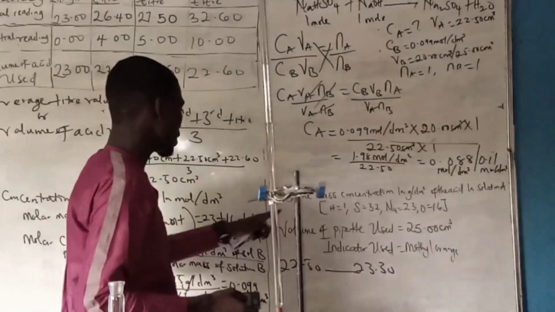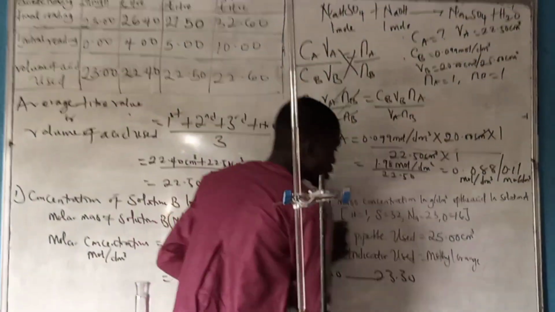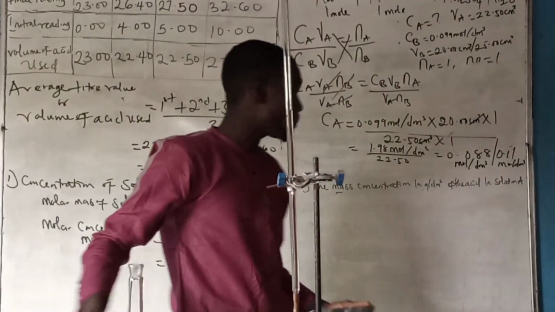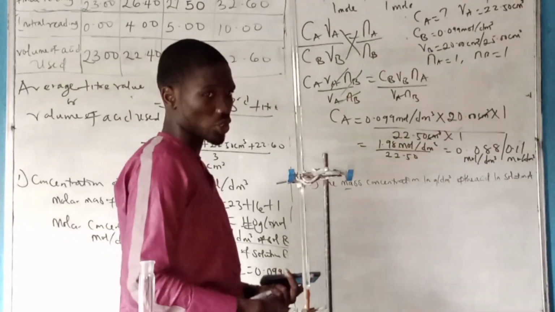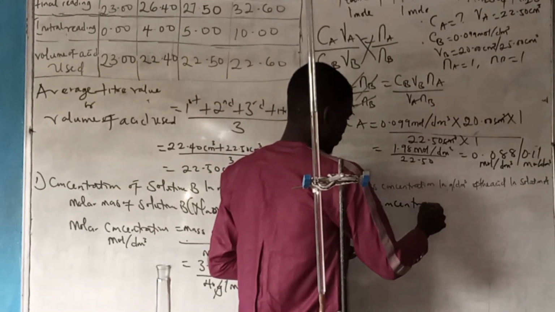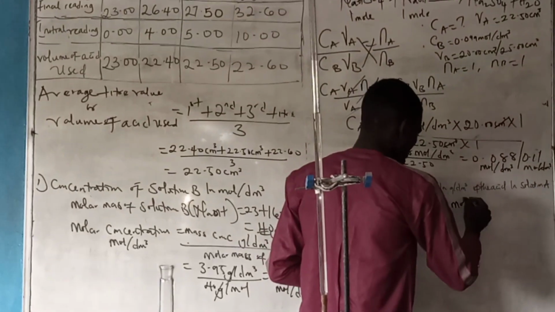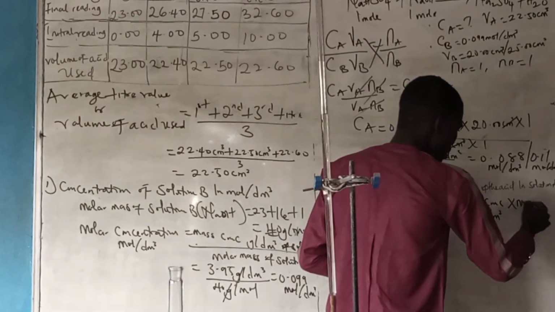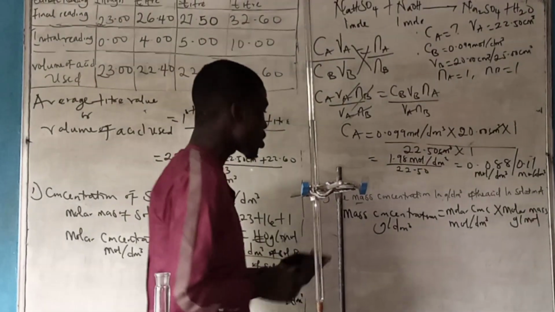So class, the last one is the mass concentration in gram per dm³ of the acid in solution. So class, how do we know the value, or what is the formula for mass concentration? So we can say mass concentration in gram per dm³ is equal to molar concentration in mole per dm³ times molar mass in gram per mole. This is the formula for mass concentration.